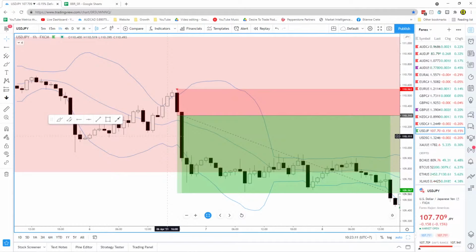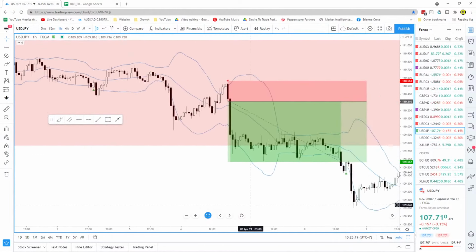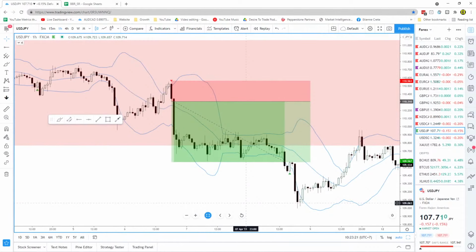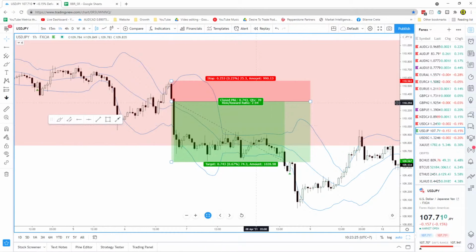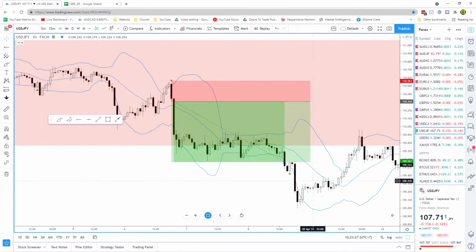So when price hits 1-1, we take half the trade off. We get out of half the trade. When price goes to 2-1, we do nothing, and at 3-1, we exit the trade. So that's my Bollinger Band methodology, the one that I shared before, and that's what went on with this trade. So it went well. That's been pretty cool.